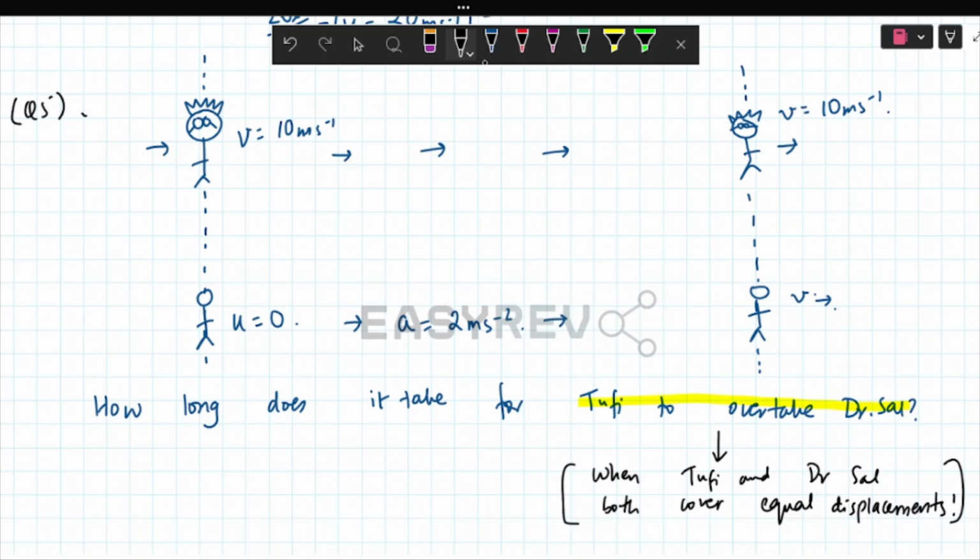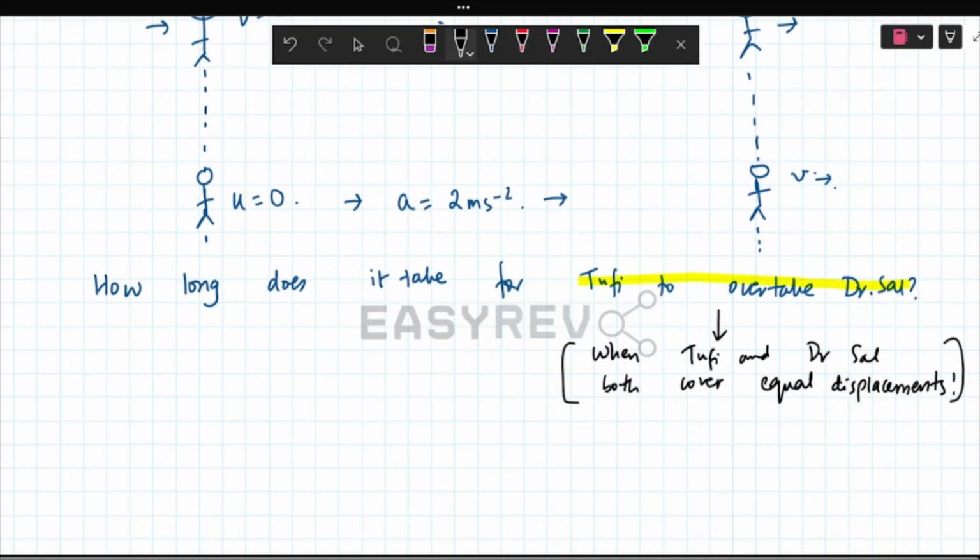So now it's just a matter of figuring out two expressions, one for the displacement that Dr. Sal covers and one for the displacement of what Tufi covers. What we'll do next is we'll basically construct two equations where we'll have time t as the unknown, and it's just a matter of solving these equations simultaneously to then evaluate a value of time. So let's first get our expressions for displacement.